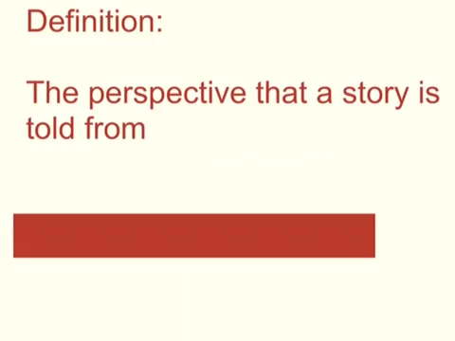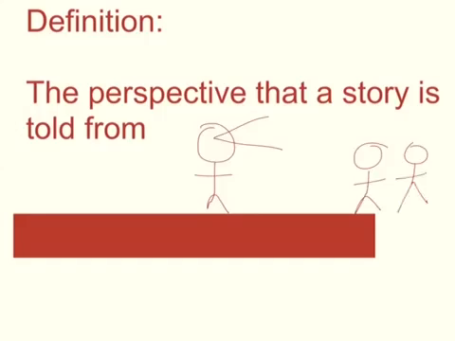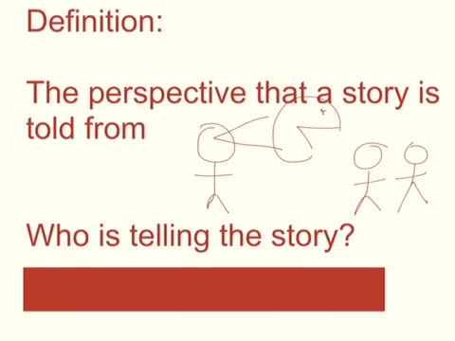Point of view for the 6th grade. Point of view is the perspective that a story is told from. So if we look at a picture, we have one character and we are looking through their eyes, or we have our characters and we have a narrator that is telling the story. Another way to think about this is figure out who is telling the story.